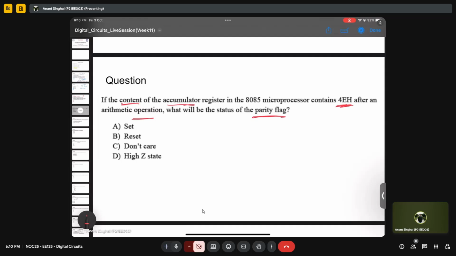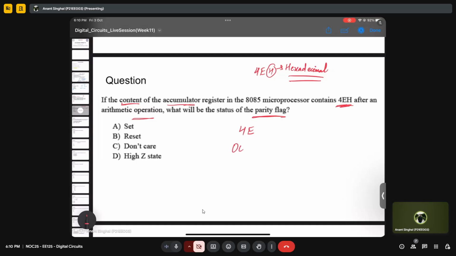Okay, as I said, we have an accumulator in our 8085 microprocessor, and it contains 4EH. You will always see an H written at the end of the value of a component. This H represents the hexadecimal number system. So we have 4E in the accumulator, and it is an 8-bit microprocessor.